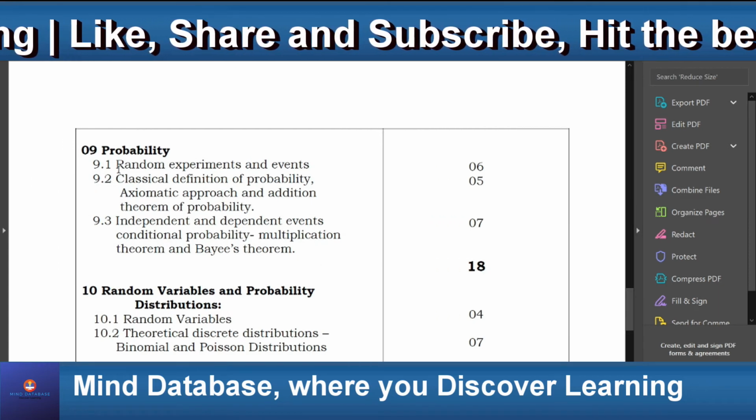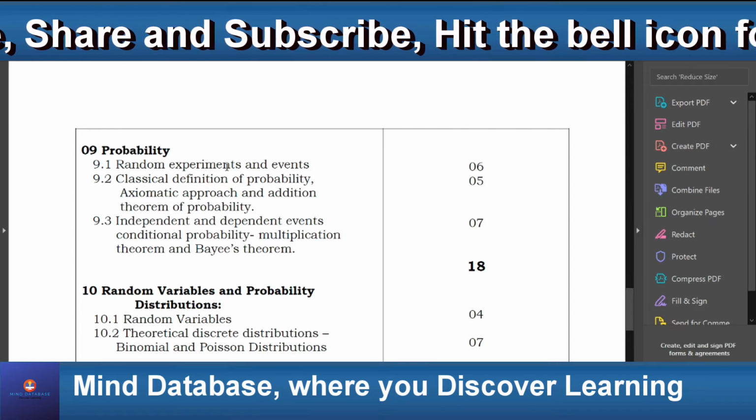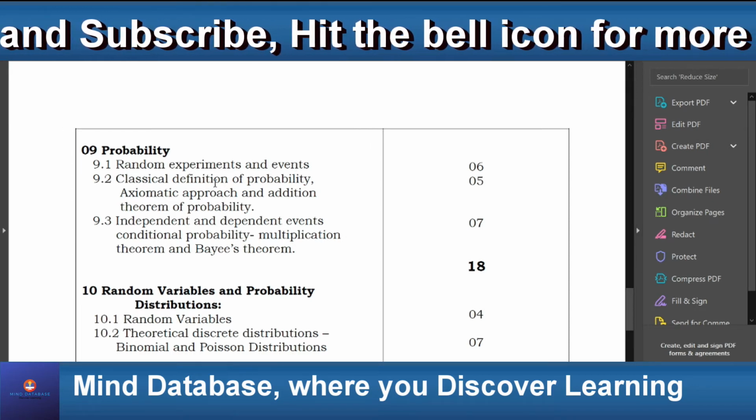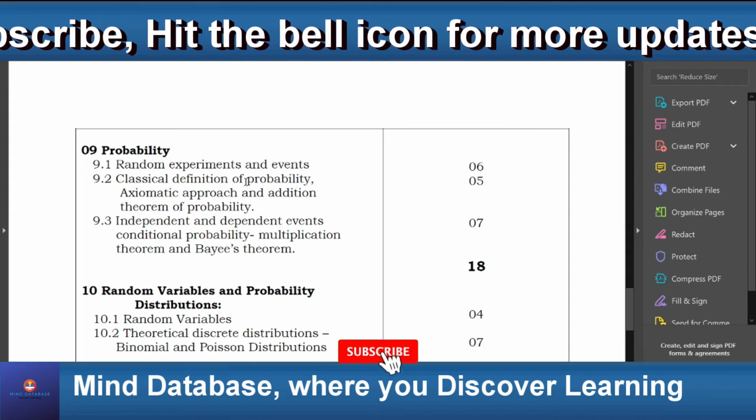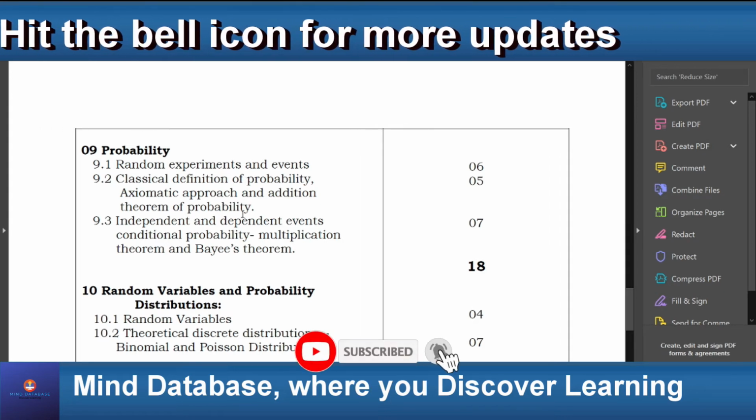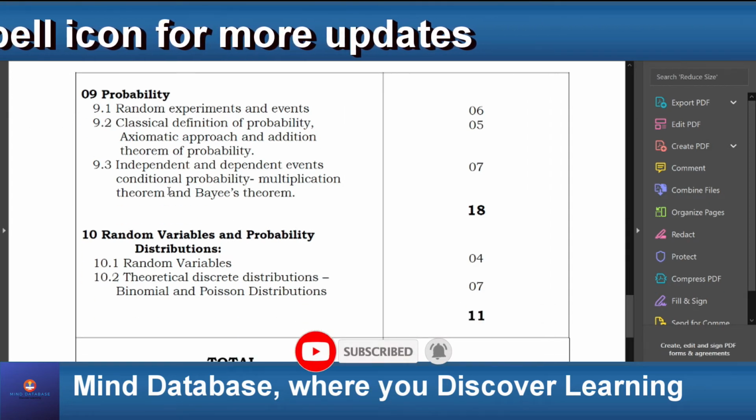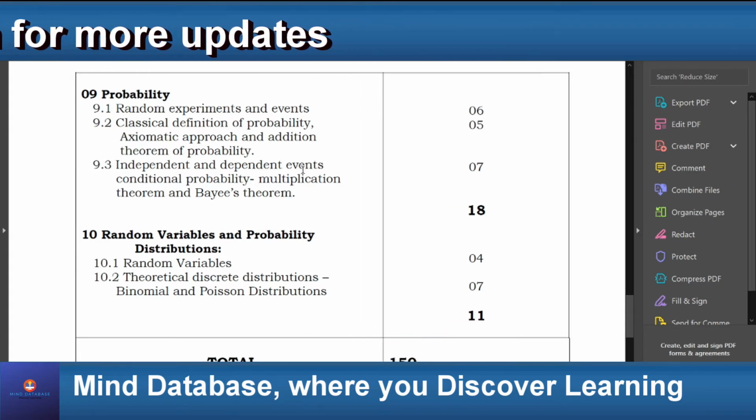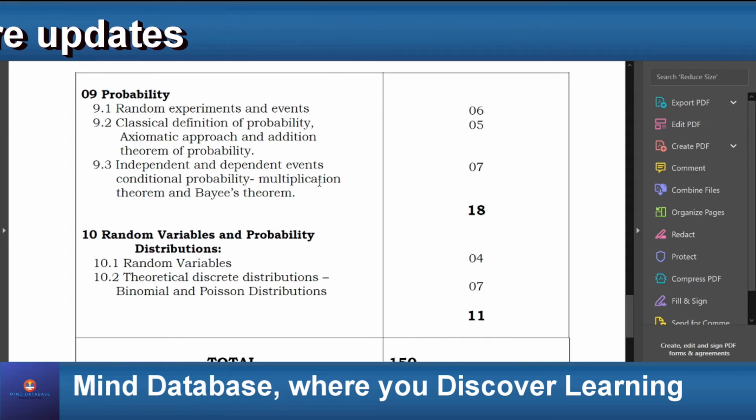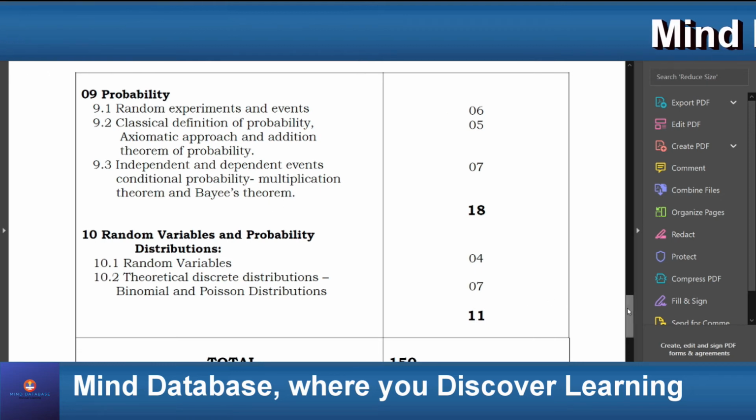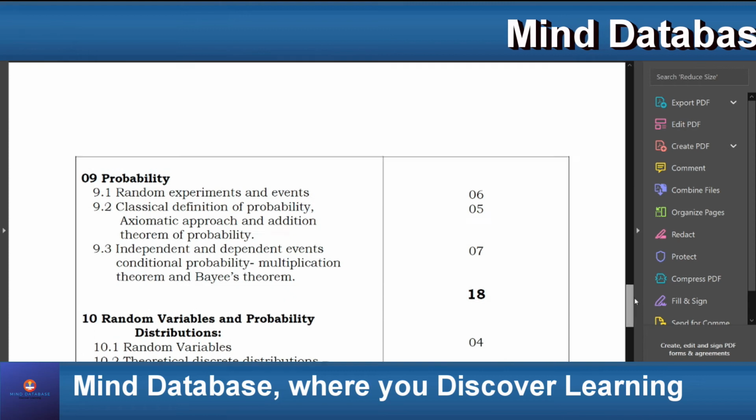In this chapter, we learn about random experiments and events, classical definition of probability, axiomatic approach and addition theorem of probability, independent and dependent events, conditional probability, that is multiplication theorem and Bayes theorem, which are very important for us to learn in this chapter.